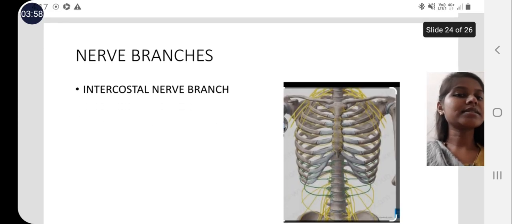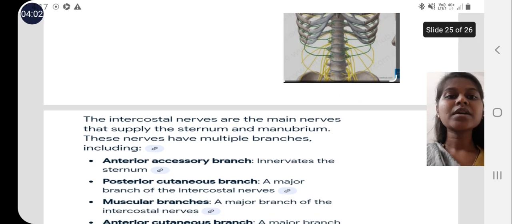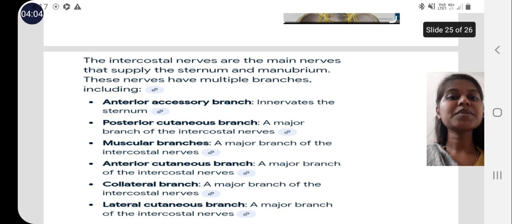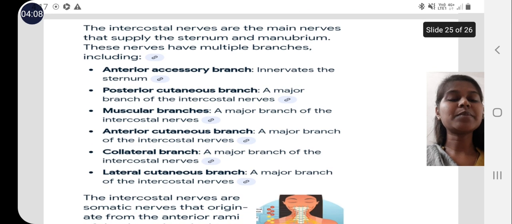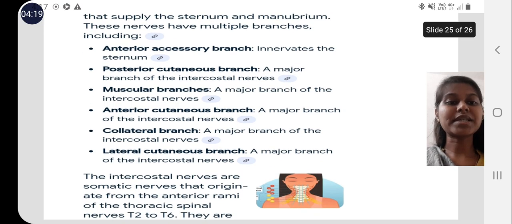This is the intercostal nerve branch, which supplies the intercostal muscles. So the intercostal nerves are the main nerves that supply the sternum and manubrium. These nerves have multiple branches, including the anterior axillary branch, posterior cutaneous branch, muscular branches, anterior cutaneous branch, collateral branch, and lateral cutaneous branch.